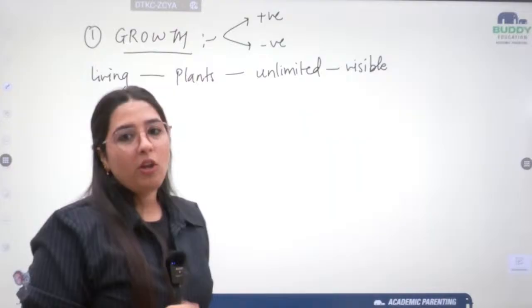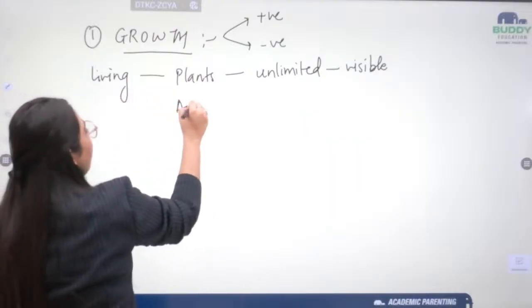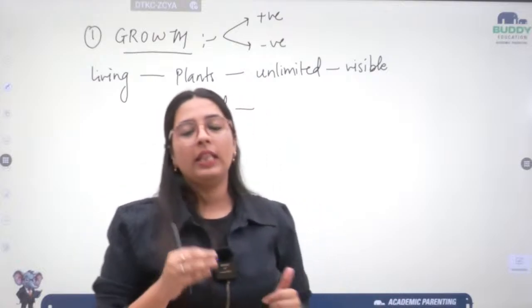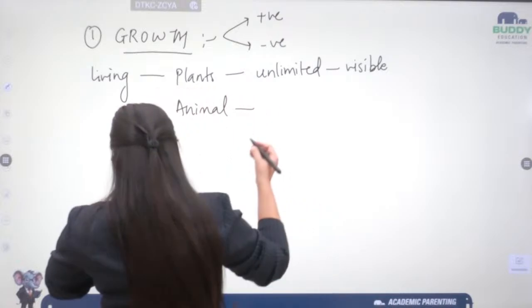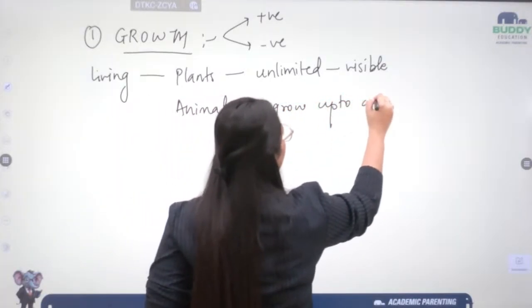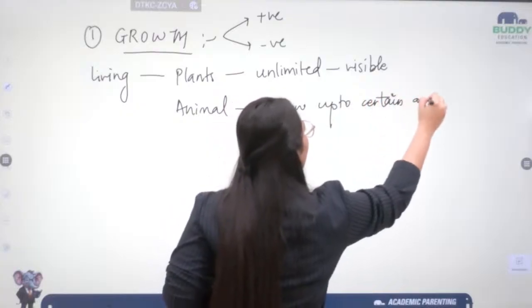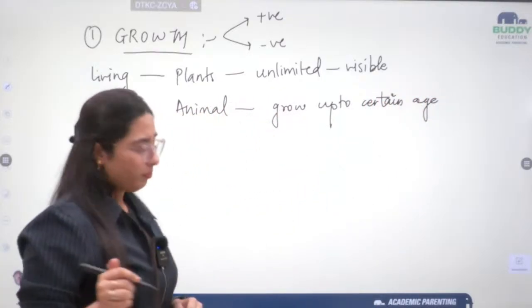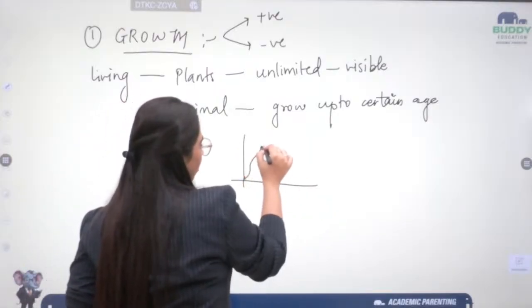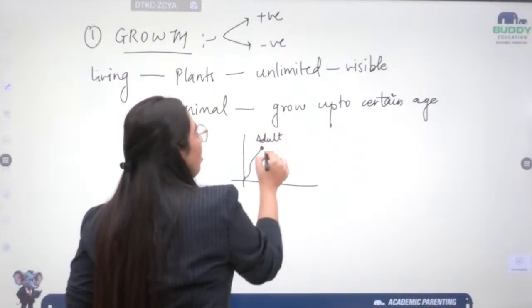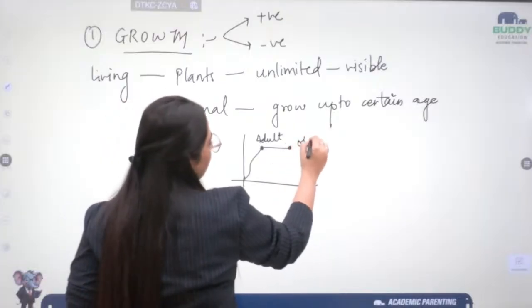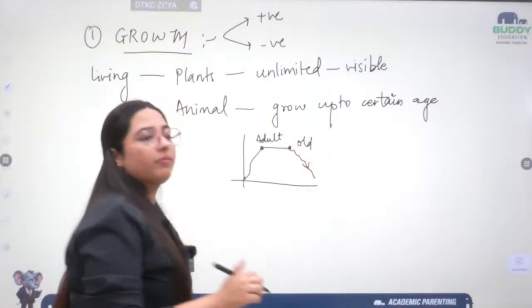Okay, now I am talking about animals. Animals grow up to a certain age and then they start deteriorating. They grow up to a certain age, then they fall apart. Till they have reached adulthood, here is their adulthood. Now here they'll enjoy a little healthy life, and then after old age, they'll start deteriorating. And now they are dead.